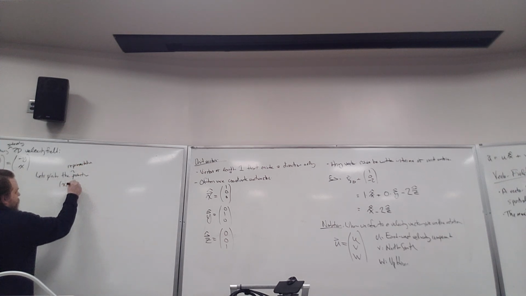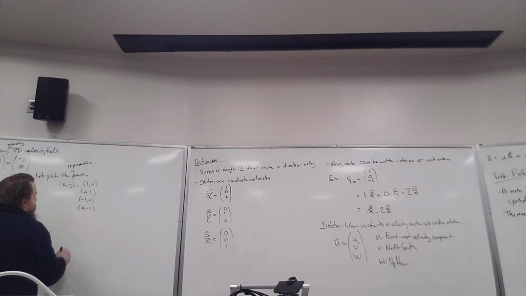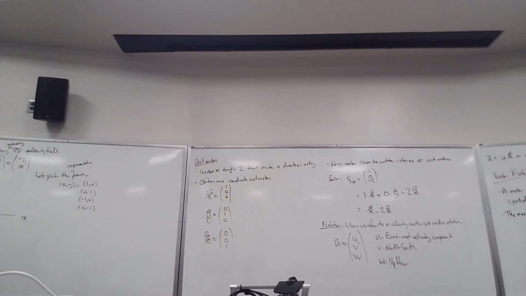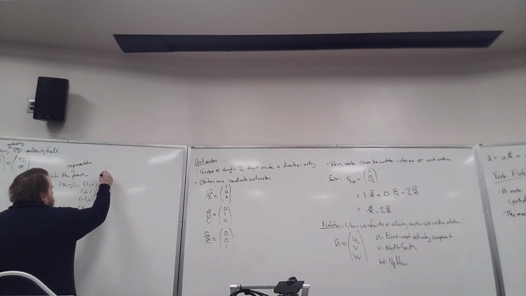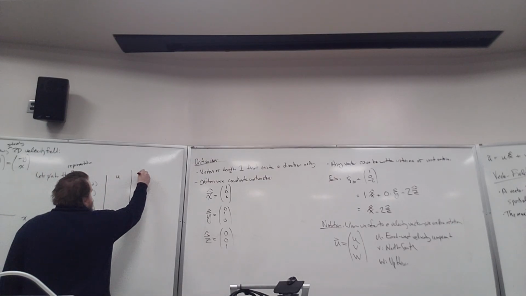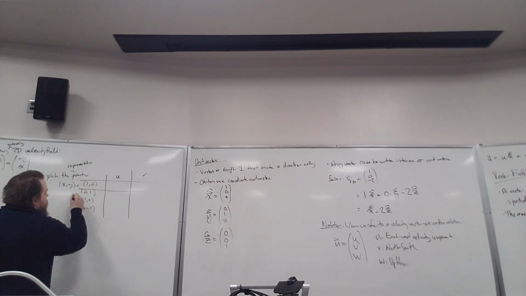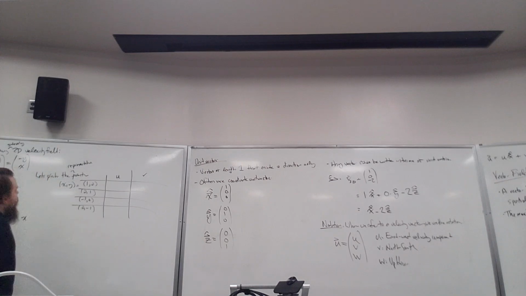x, y equals (1, 0), (0, 1), (-1, 0), and (0, -1). Okay, so now we can draw a little table over here. What's my value of u, and what's my value of v at each of these spatial points? We can calculate those values just by using our very simple formulas here.